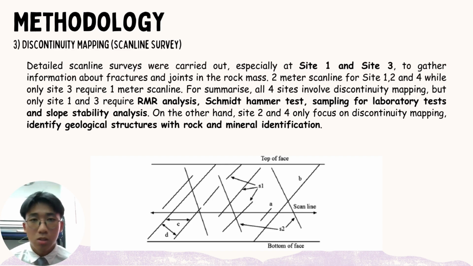For the third part, discontinuity mapping, also known as scan line survey, we have carried out in 4 sites, but in Site 1 and Site 3, we have detailed scan line survey because it requires RMR analysis, rebound hammer test, sampling for lab tests, and also slope stability analysis. But in Site 2 and Site 4, it only requires identifying the geological structures and also the rock identification.